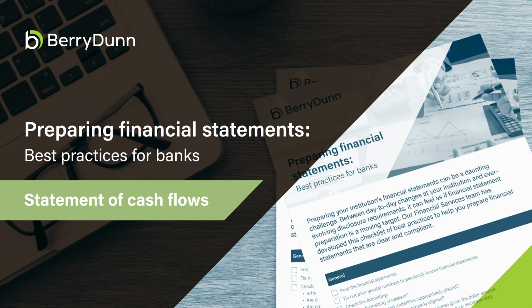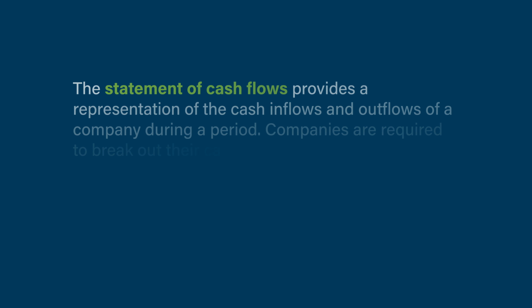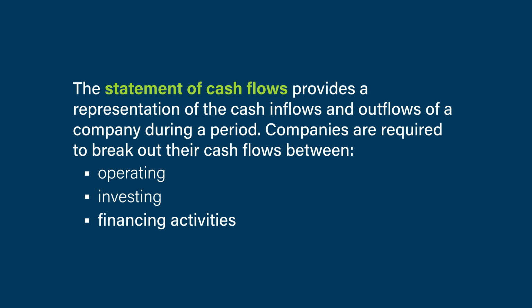Today, we're going to be going into the statement of cash flows. It really provides a representation of the cash inflows and outflows of a company during a period of time. Companies are required to break out their cash flows between three different sections: operating, investing, and financing activities. If a company is using the indirect method, you're going to start with net income and derive cash flows from operating activities. The statement of cash flows is essential for taking a look at what's going on with the company, because even if a company is profitable, it can have negative cash flows.